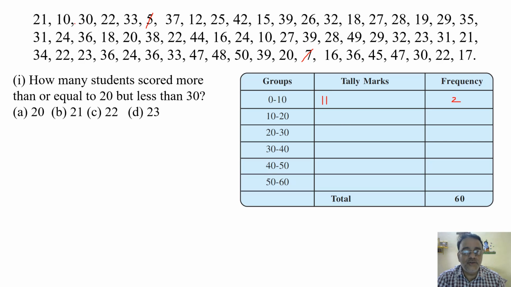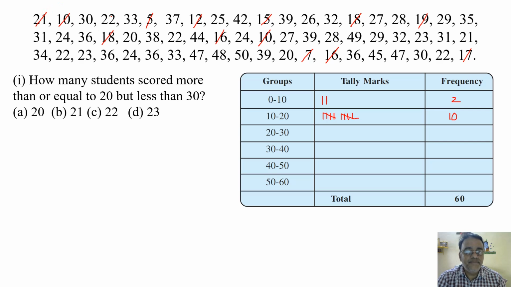Now the second one, 10 to 20. 20 is not included, 10 is included. Counting the values one by one. Is anything being missed? Let's check, okay. We got 10. Right. Now 20 to 30, 20 is included but 30 is not included.